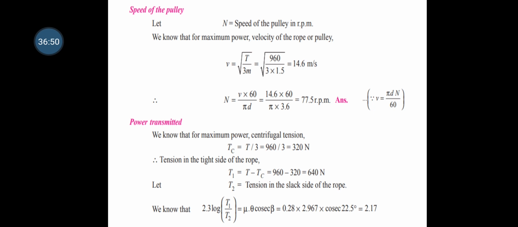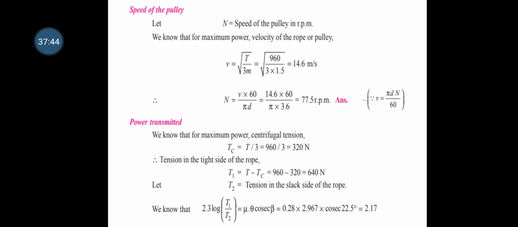Power transmitted: we know that the maximum centrifugal tension Tc is equal to T by 3. The maximum centrifugal tension Tc is equal to 320 Newton. Tension in the tight side of the rope, T1, is equal to T minus Tc, that is T1 is equal to 640 Newton, and we have to find the tension in the slack side T2. 2.3 log of T1 divided by T2 is equal to mu into theta into cosecant beta. By solving with the known values we get T1 divided by T2 is equal to 8.78. With the known value T1 = 640, the tension in the slack side T2 is equal to 73 Newton.